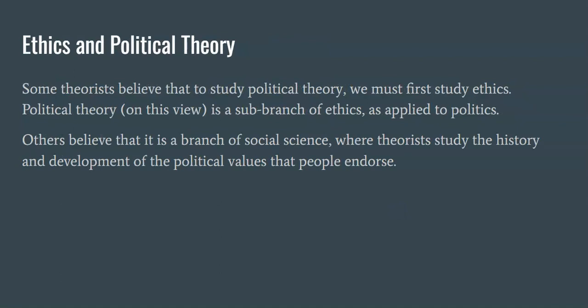Some theorists believe that to study political theory, we must first study ethics. Political theory, on this view, is a sub-branch of ethics, ethics just applied to politics. Others believe that political theory is best understood as a branch of social science, where theorists study the history and development of political values that people endorse, and maybe then political theory can tell us about what's important to study in light of those values.